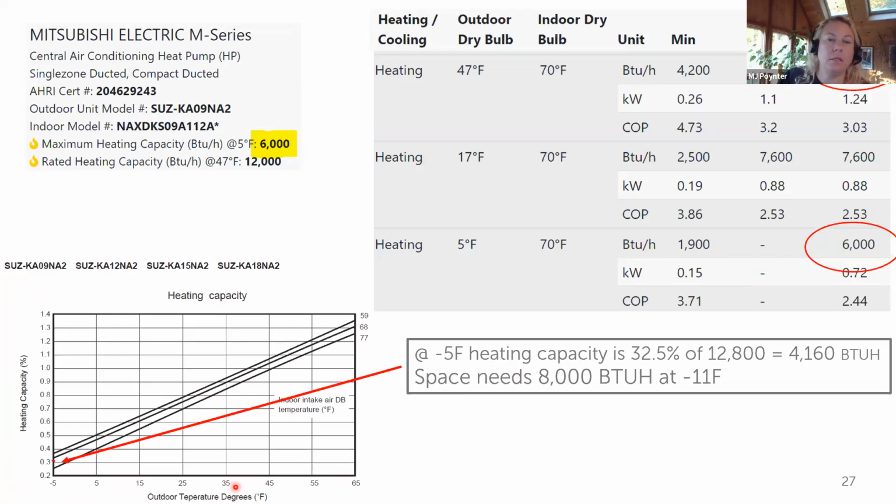And if you were to go to -5 and go up at 70 degrees, it comes out to 32.5. So 32.5 of the max is 4160. So at -5, we're getting 4160, but the space needs 8,000 at -11. So we're off a little bit. Let's put this into the Neat tool and see what happens.